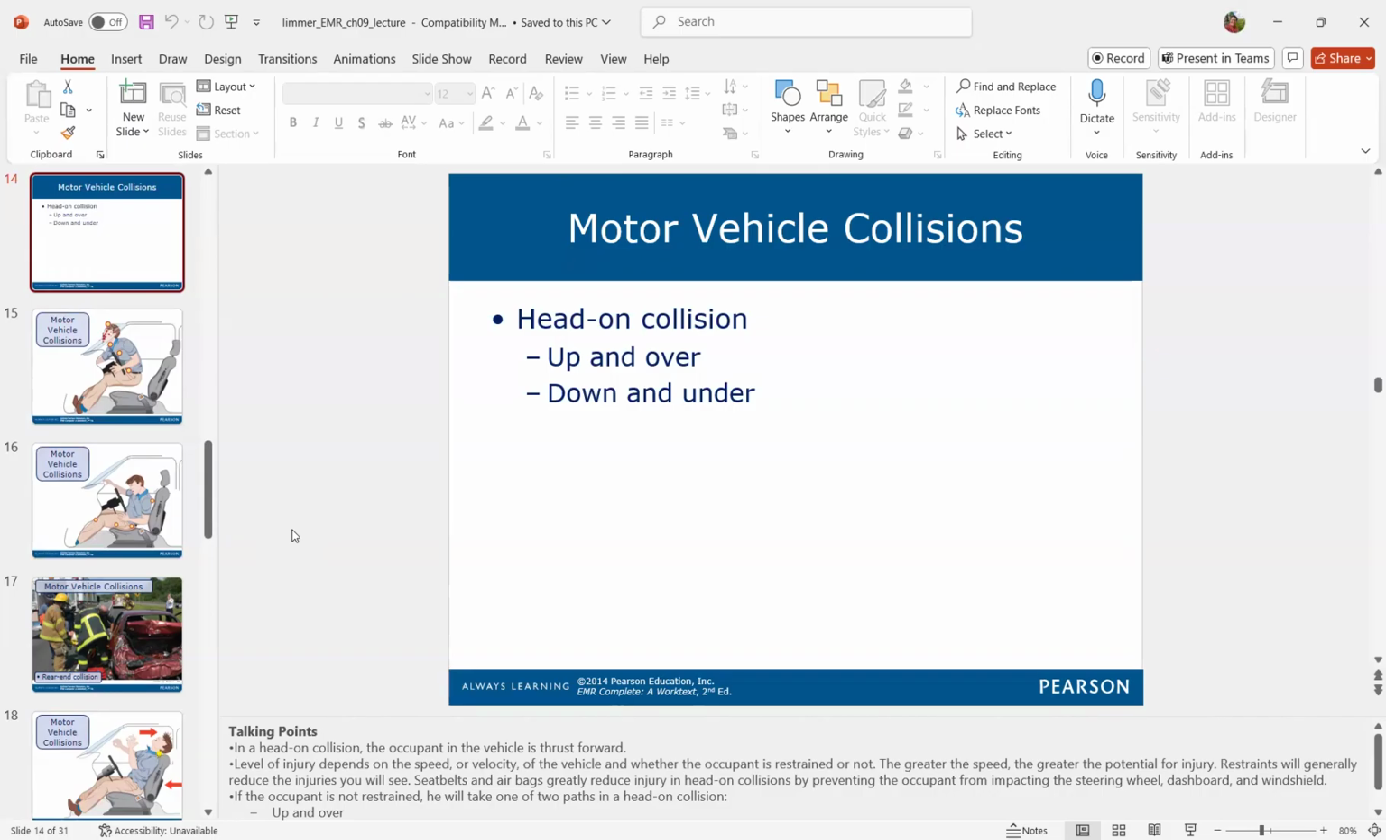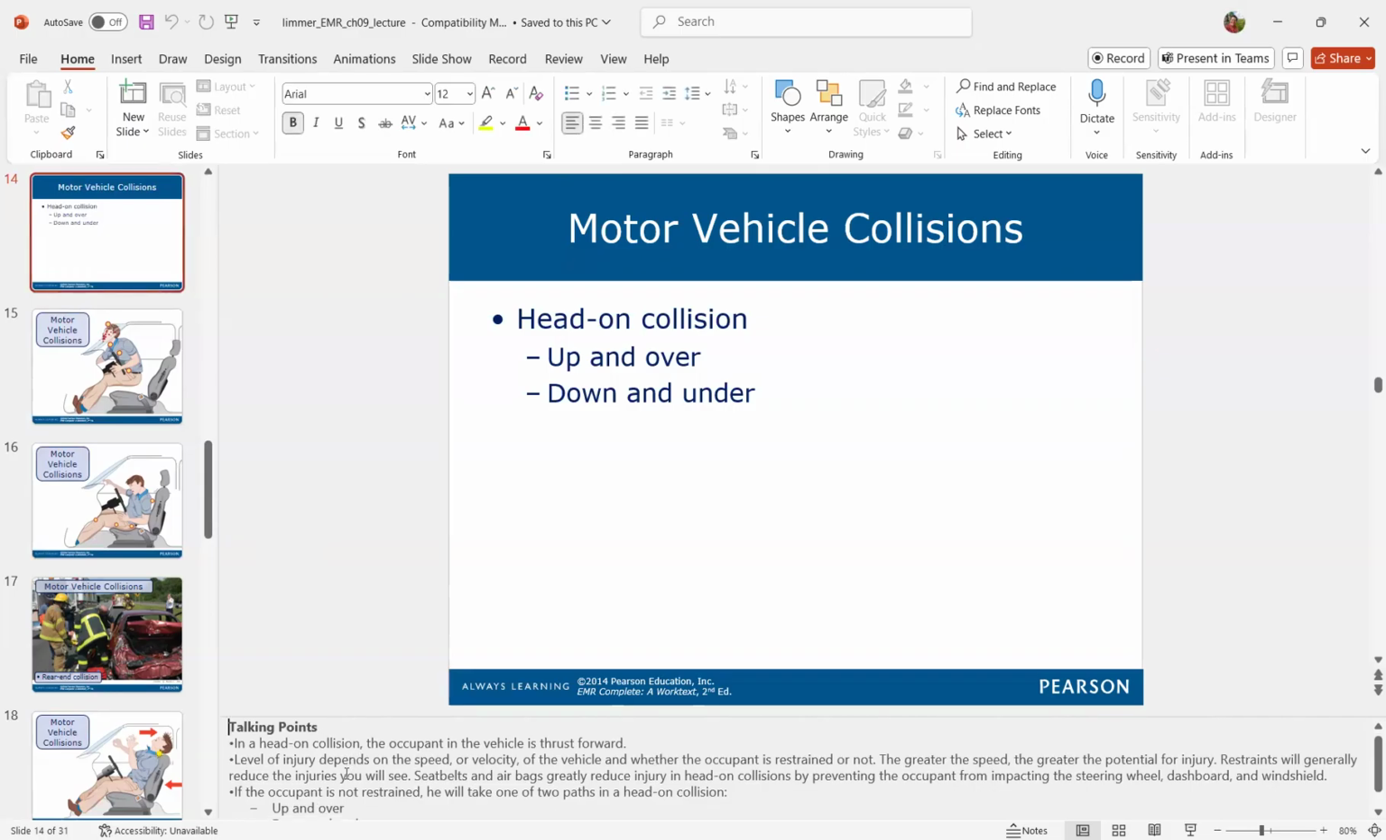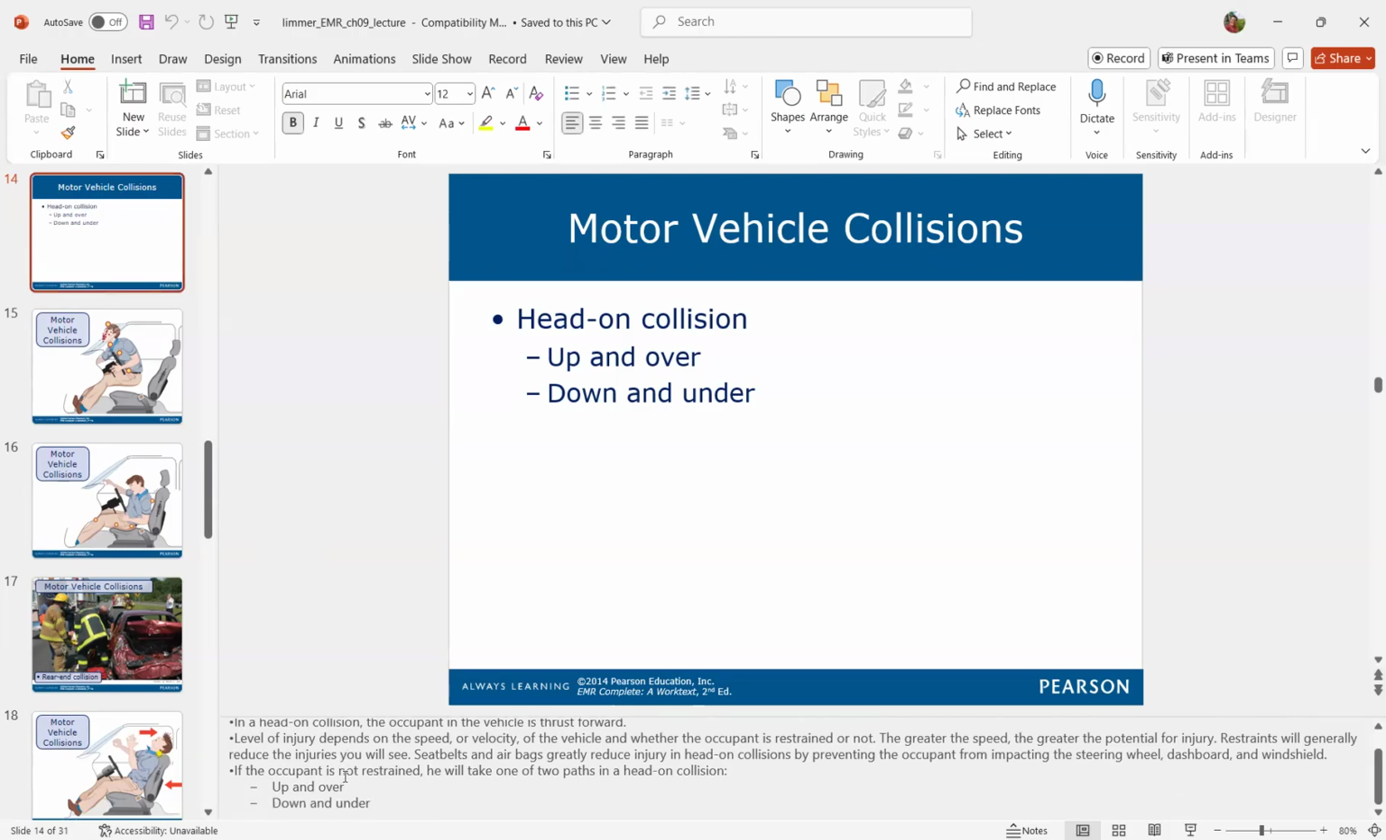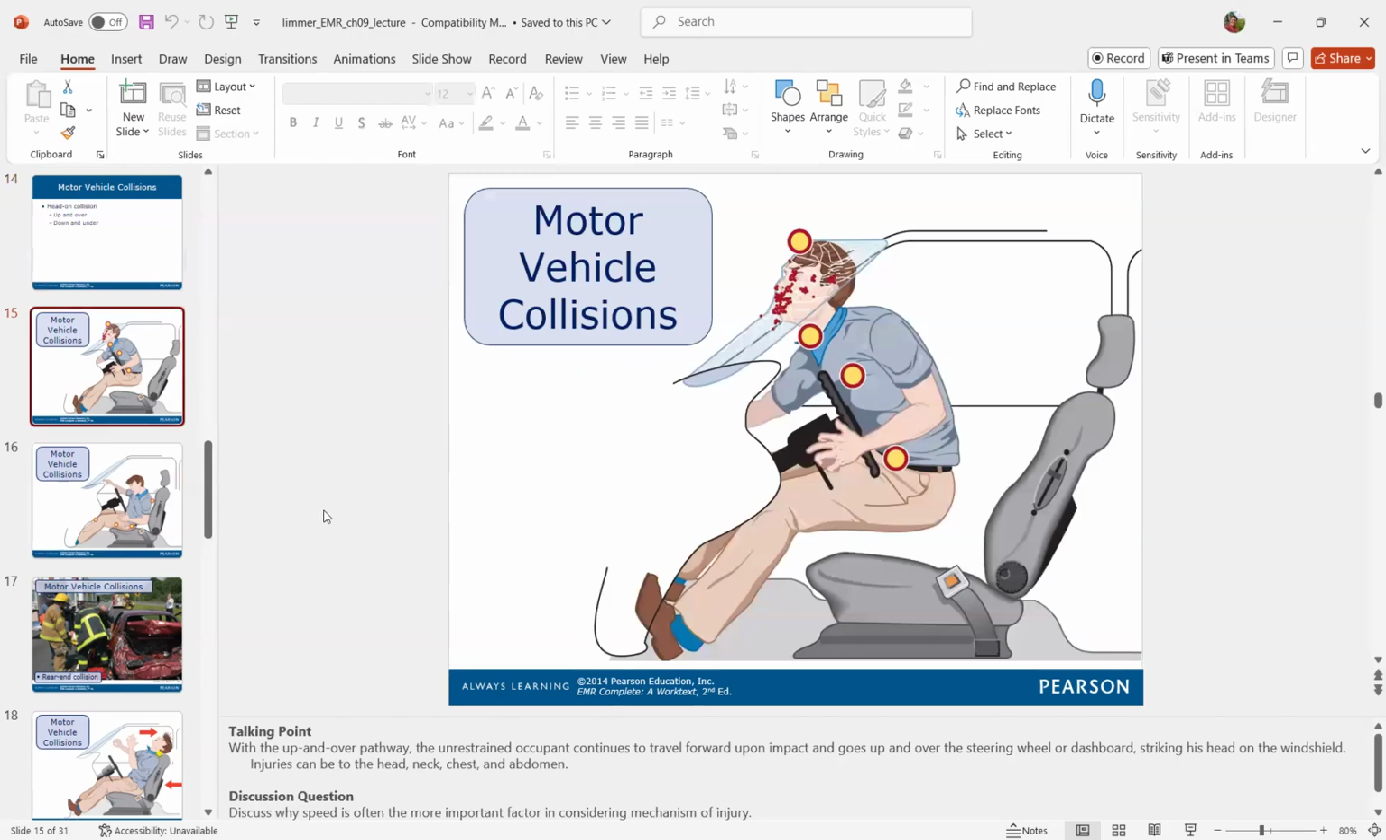If the occupant is not restrained, we're going to see them take one of two paths. They're going to go up and over or down and under. Up and over: the unrestrained occupant travels forward upon impact, goes up and over the steering wheel or the dashboard, striking their head on the windshield. Injuries in this case are usually head, neck, chest, and abdominal injuries.